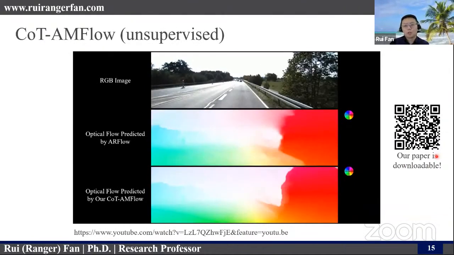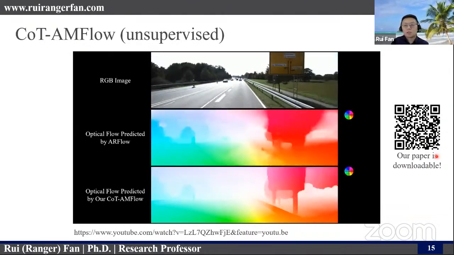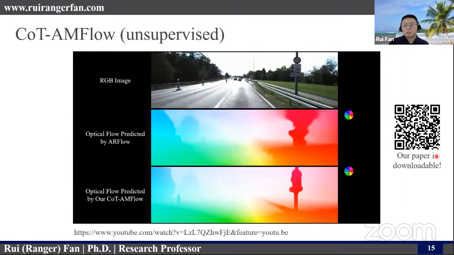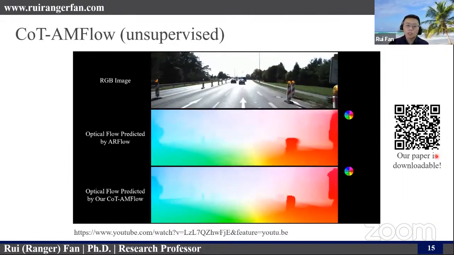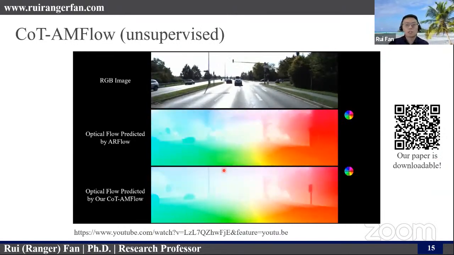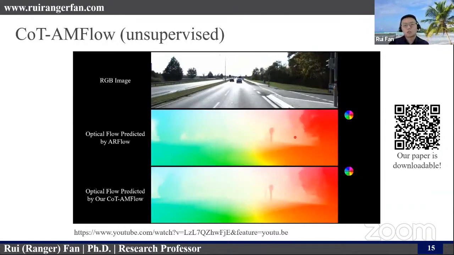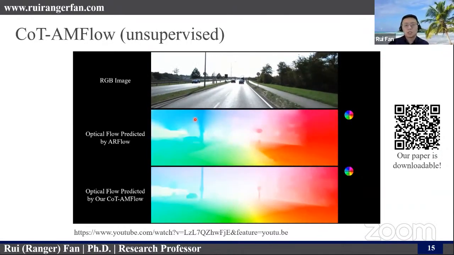So we mainly compare our method with ARFlow, a SoTA method. And you can see that our method performs robustly near the boundaries, for example, the tree boundaries, car boundaries, and road boundaries.